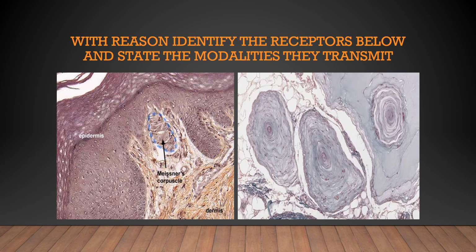The slide on the left shows the Pacinian corpuscle, which has a central core containing a nerve fiber surrounded by concentric lamellae of flattened fibroblasts, thus giving it a sliced onion appearance, and its modalities are pressure and vibration.